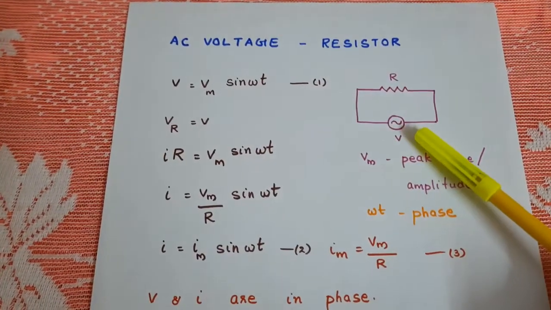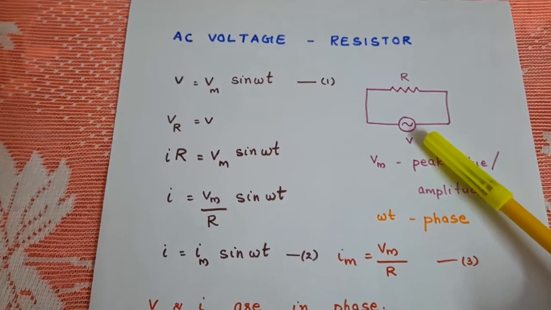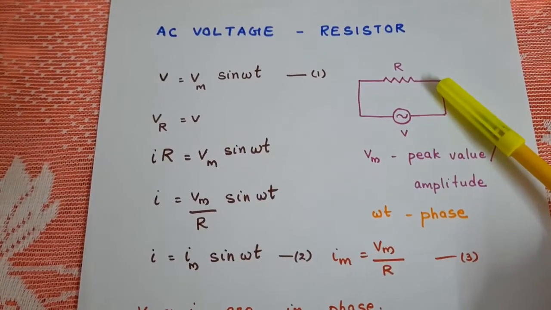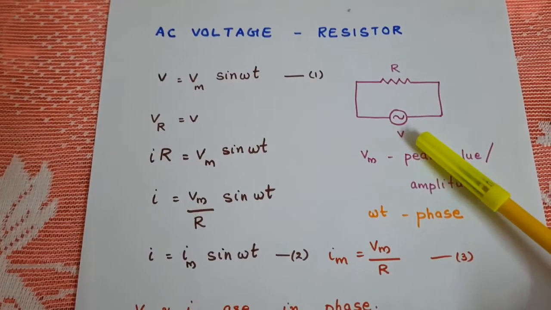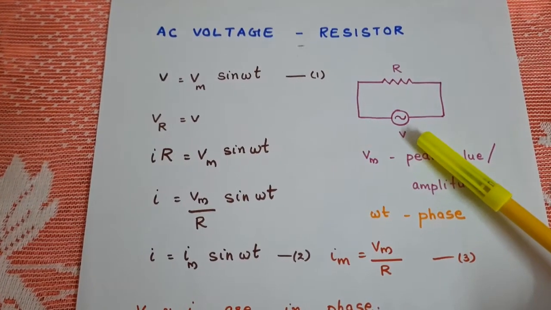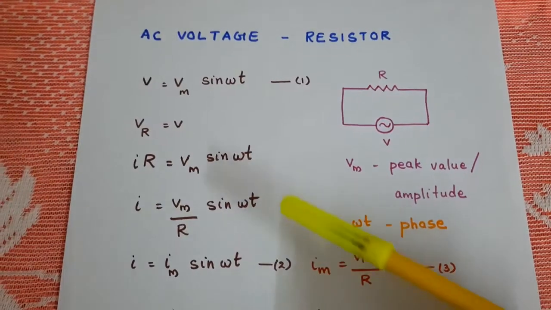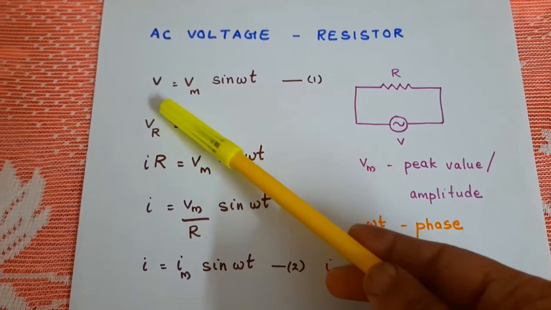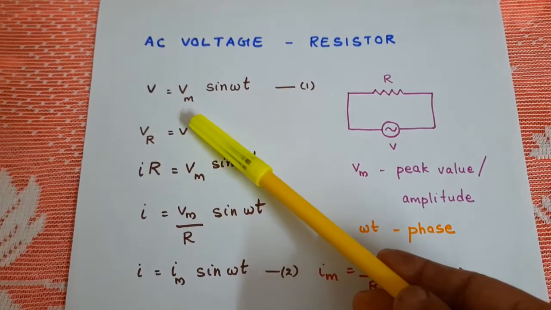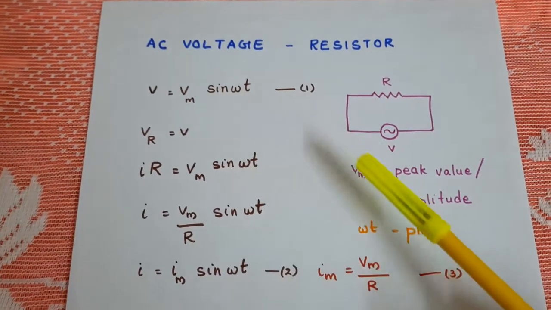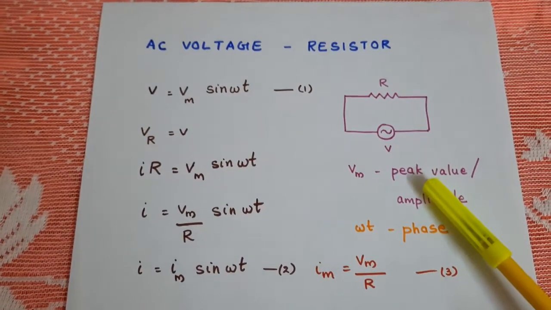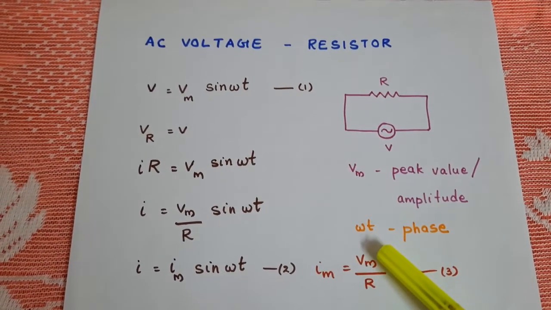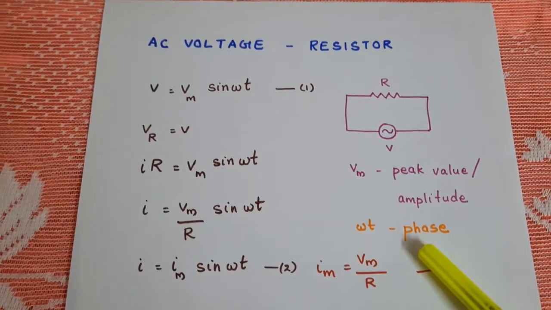Let us consider a purely resistive circuit. That is, AC voltage is applied to a resistor. AC voltage varies sinusoidally with the time. So the instantaneous value of AC voltage can be written as V = Vm sin omega t, where Vm is the peak voltage or amplitude and omega t is the phase value.